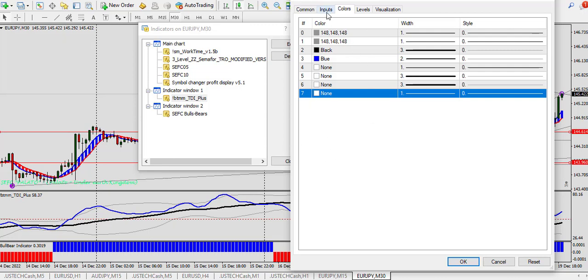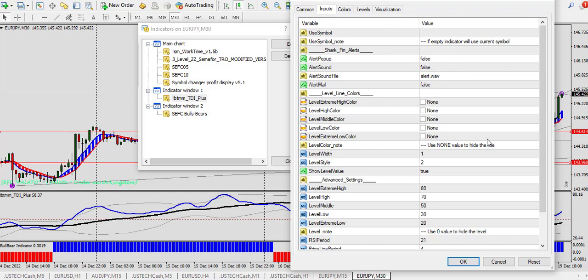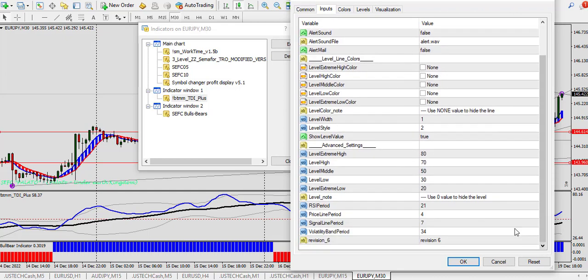And once you are done with the color, check the input and make sure you look at it closely, and come down and change this level extreme high to 80, level high is 70, level middle is 50, level low is 30, and level extreme low is 20. And the RSI period is 21, price line period is 4, signal line is 7, and the volatility band period is 34. And once you are done, just click OK.